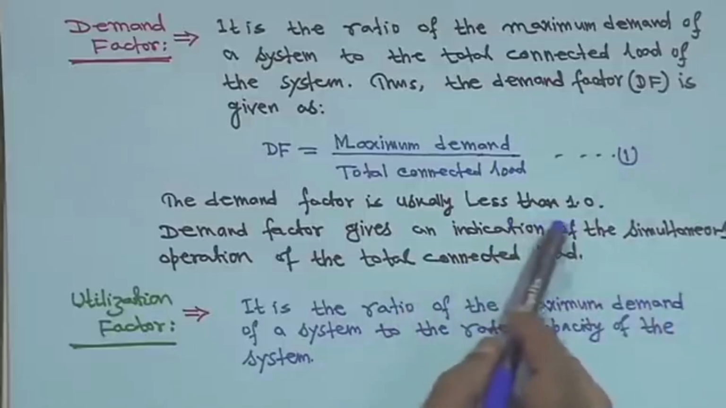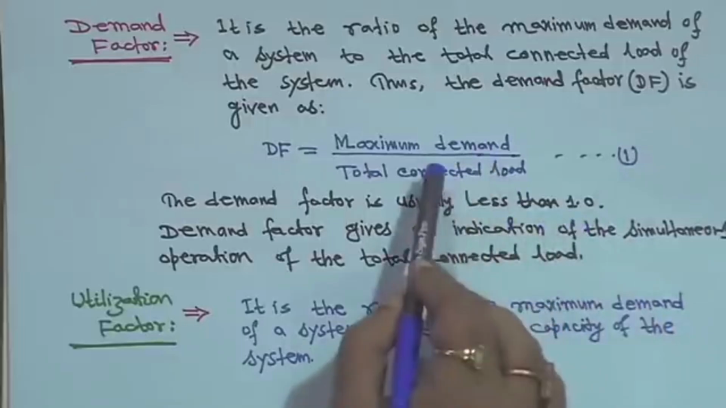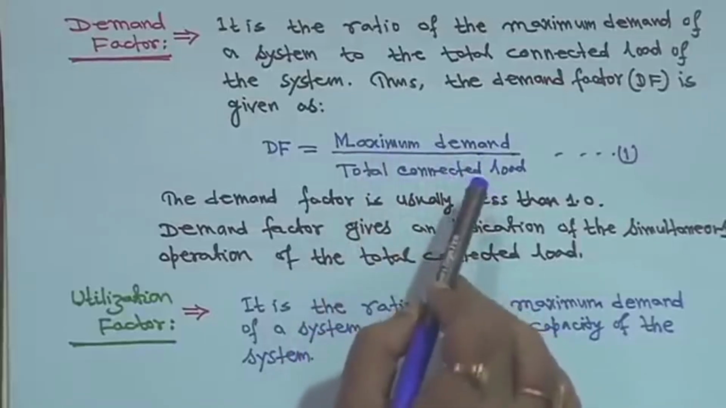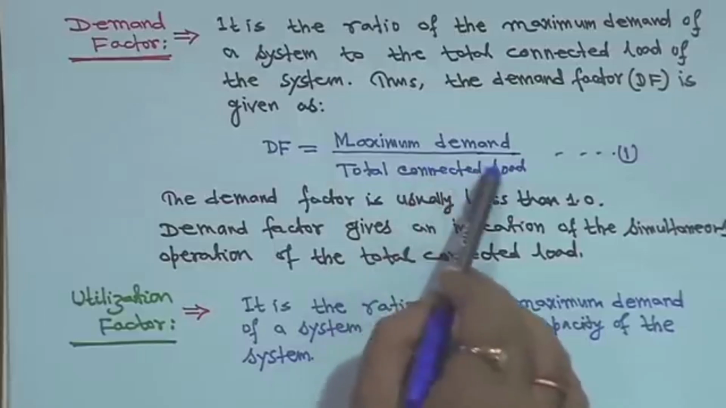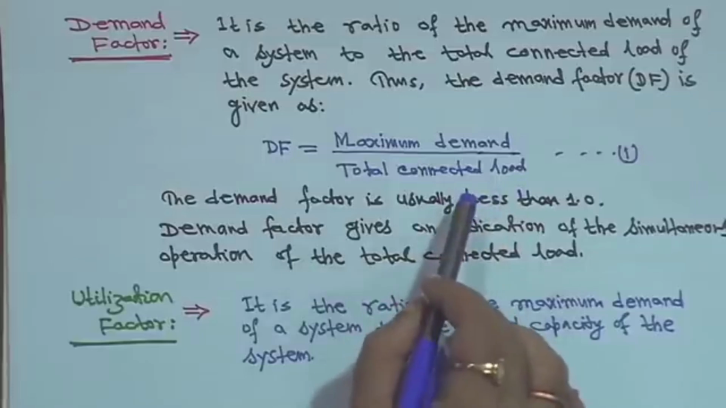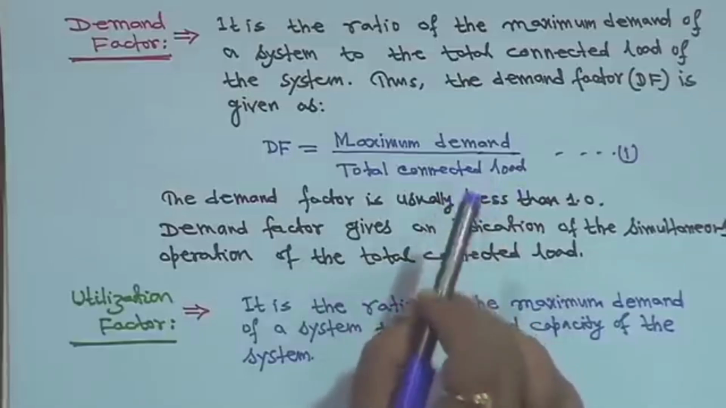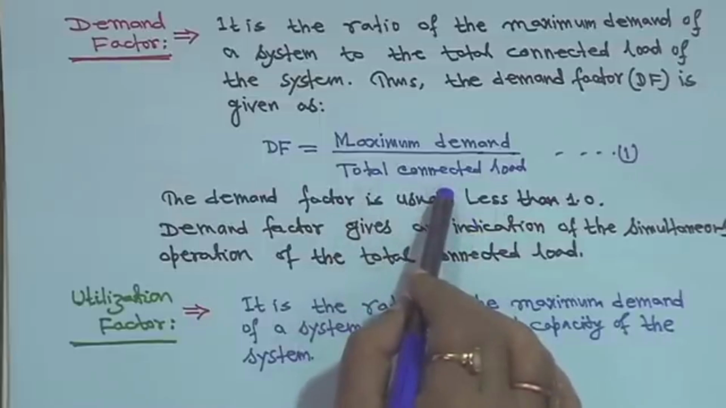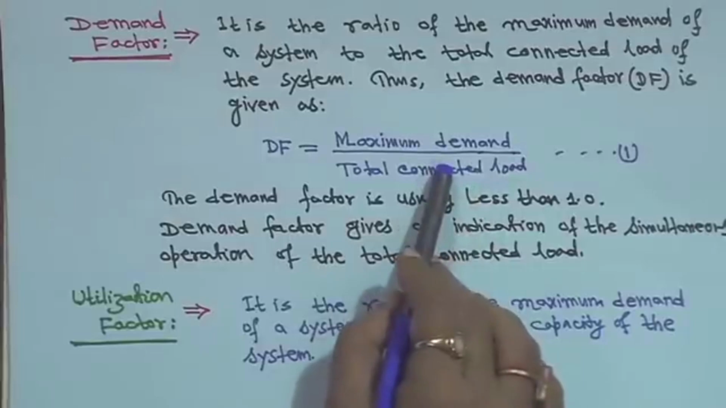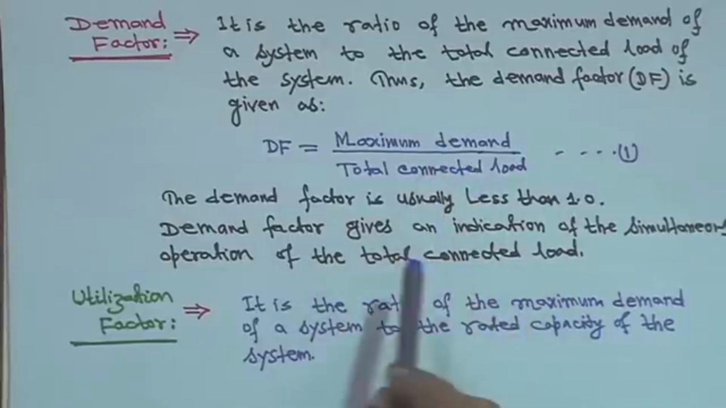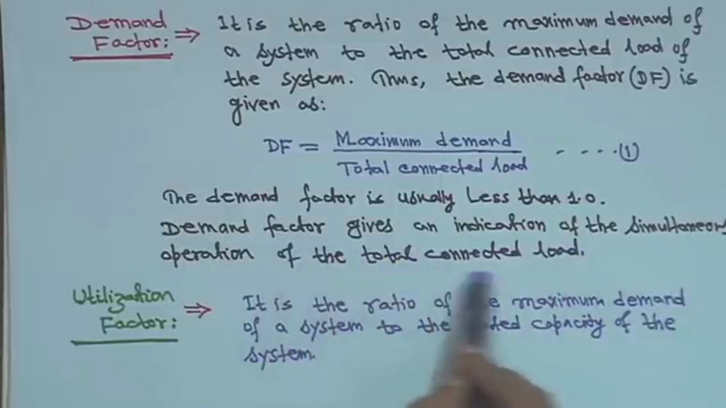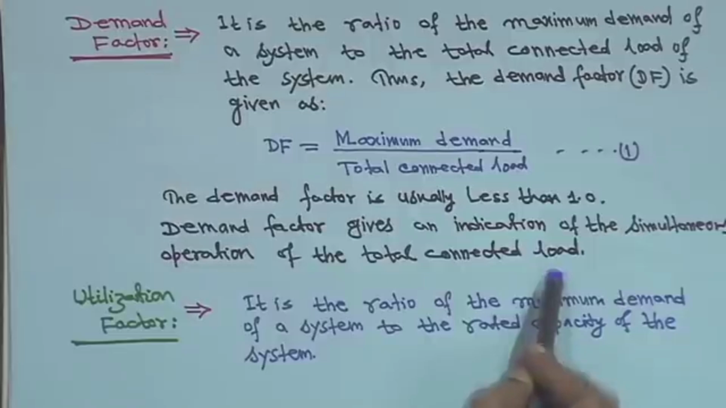The demand factor is usually less than 1, because if the maximum demand is equal to the total connected load, then it will be only 1. Otherwise, generally, at a home you have light, fan, switches, TV, refrigerator, geyser, everything, but you are not switching on all of them at one time. So naturally the maximum demand will be less than the total connected load, so it is usually less than 1. So demand factor gives an indication of the simultaneous operation of the total connected load.